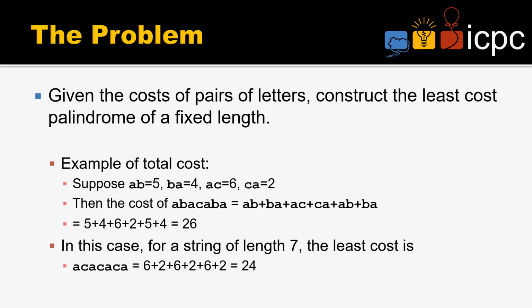You had to count every letter pair every time it appears, even if it overlaps with another letter pair. So for instance, ABACABA, you have to count AB, BA, AC, CA, AB, BA, and you see there the total would be 26. In this particular case, the least cost palindrome would be of cost 24 using ACACACA.